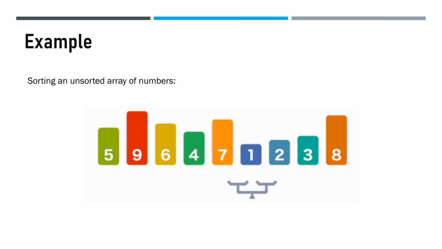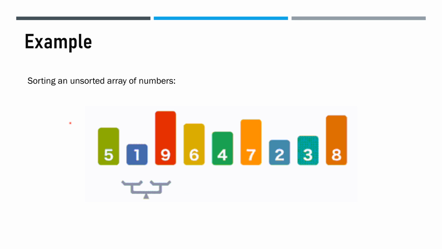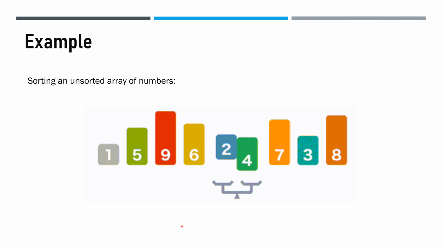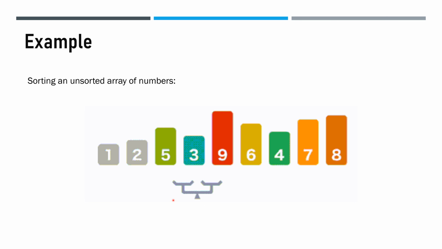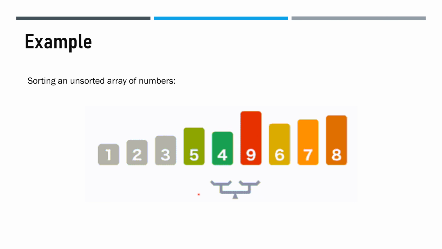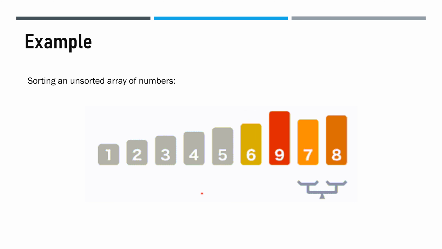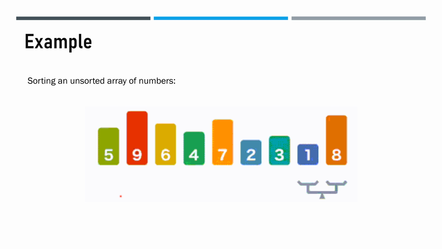Now this is an example of an unsorted array which is sorted using quicksort. You can see that we take two elements at a time and then sort them. We get this array in sorted manner.